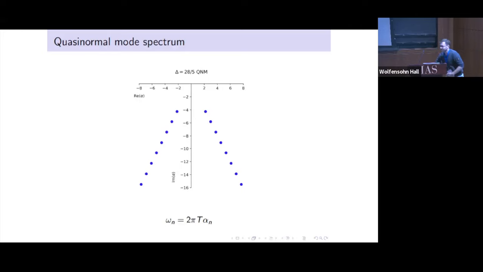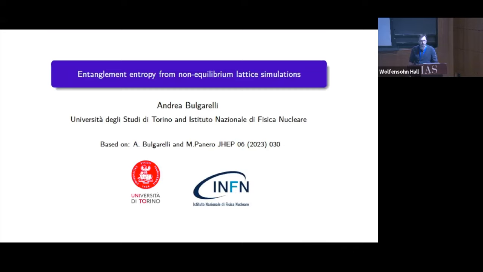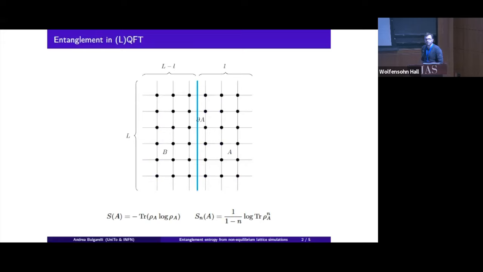So in this talk, I will discuss entanglement and how we can use Monte Carlo lattice simulations to determine the entanglement content of a generic quantum field theory. My setup will be the following. I will consider a lattice field theory, and the question I'm asking is, given a bipartition of this lattice, how much entanglement is shared between the two parts of the system?